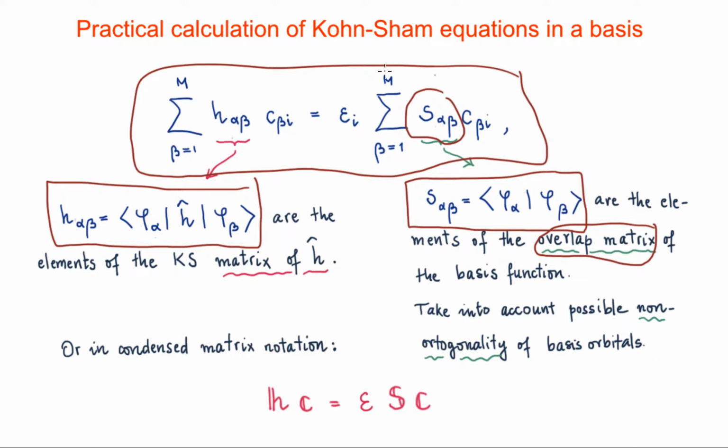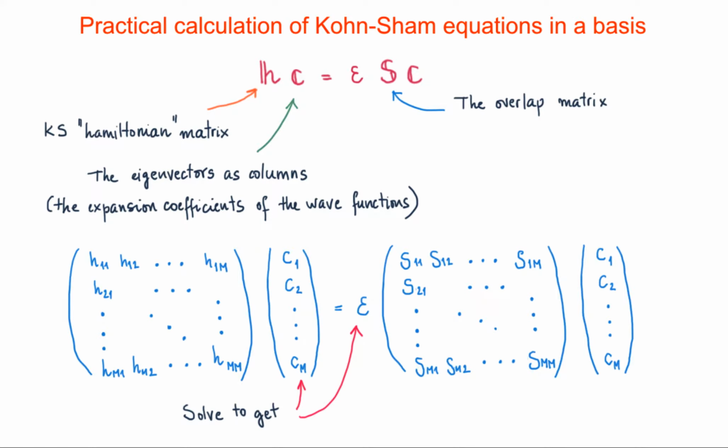If we write this equation in a more condensed form using the matrix notation, we can write it in this way, where now we are going to describe the different matrices arising in this equation. So again, this H matrix is the Kohn-Sham Hamiltonian matrix, which can be expressed in this way. It's an M times M matrix because we are considering M elements in the basis.